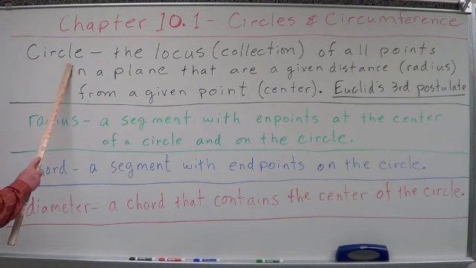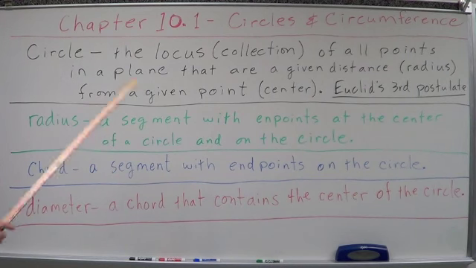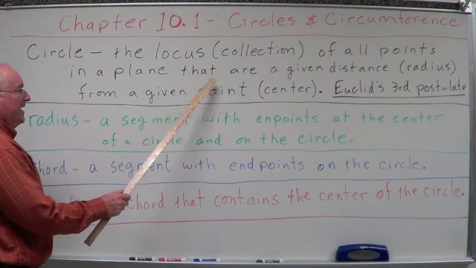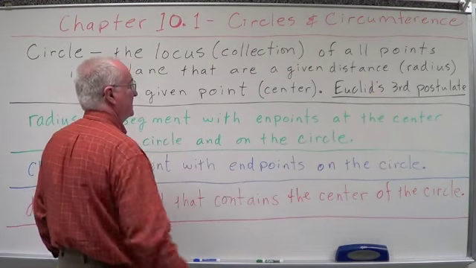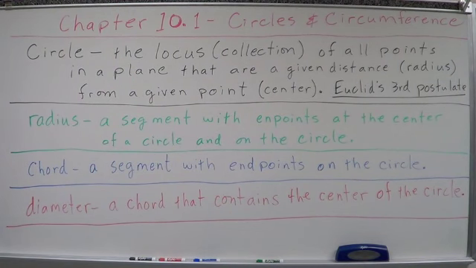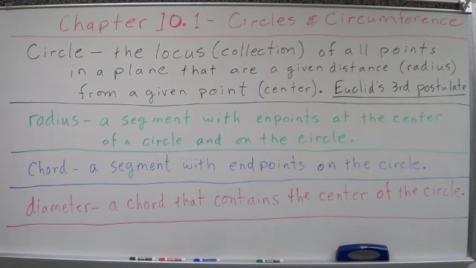Definition of a circle. A circle is a locus, locus meaning a collection. So it's a collection of all points in a plane that are a given distance, that being the radius, from a given point or the center. Say it quite rapidly: a circle is the locus or collection of all points in a plane that are a given distance, the radius, from a given point or center. This is also Euclid's third postulate, his third axiom, on which we build our geometry.